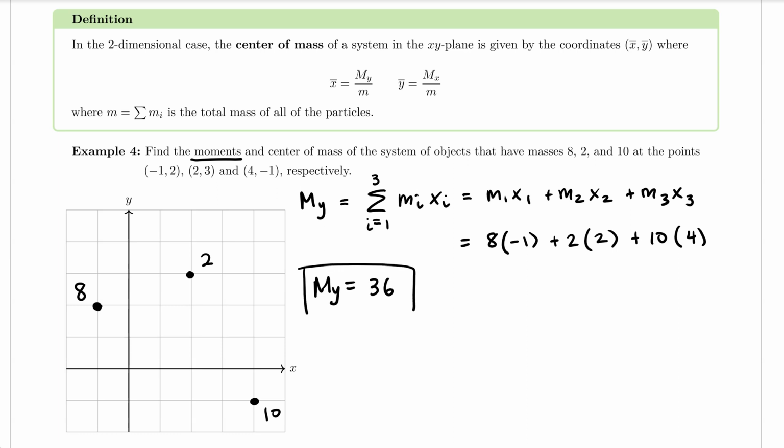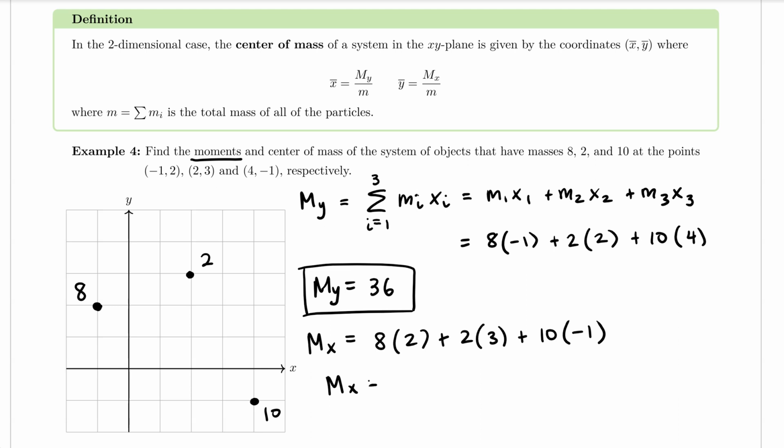So here we've solved for one of our moments. Let's go ahead and solve for capital M sub x now. And I'm just going to skip the summation part or the sigma notation and just jump right into the calculation. So we have 8 times 2 plus 2 times 3 plus 10 times -1. So if we simplify that, we get that the moment of the system about the x-axis is equal to 12.